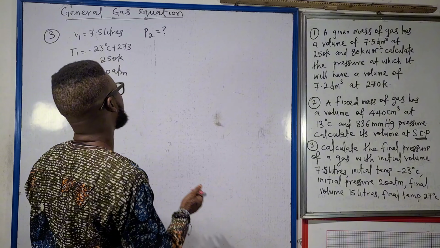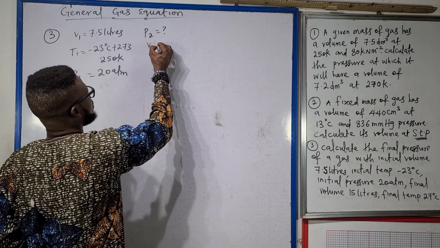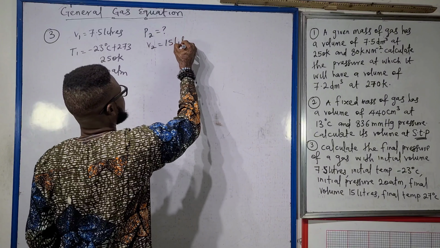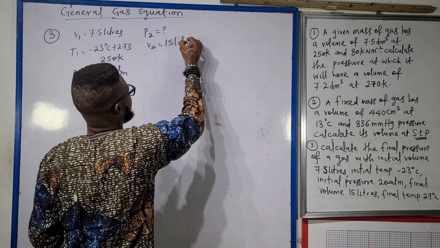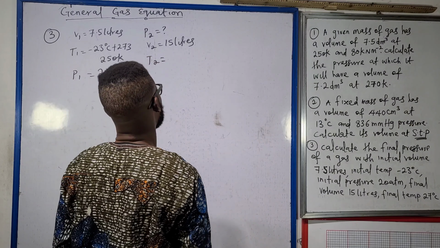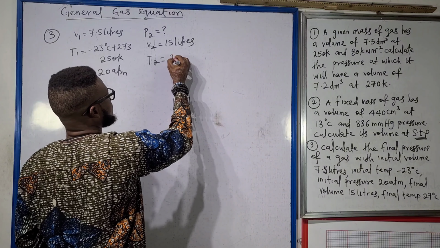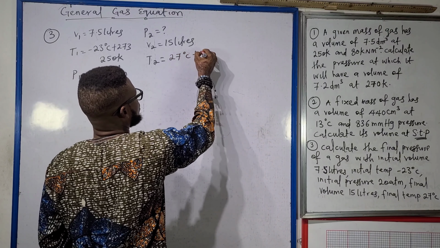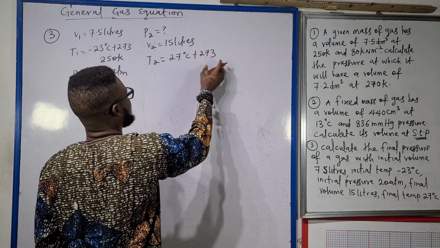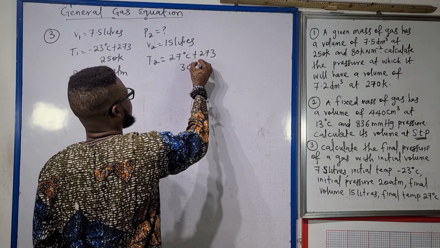If the final volume is 15 liters, V2 equals 15 liters. And of course, T2, the final temperature, is 27 degrees Celsius. So that's 27 degrees Celsius plus 273. If we add this and this, you get 300 Kelvin.